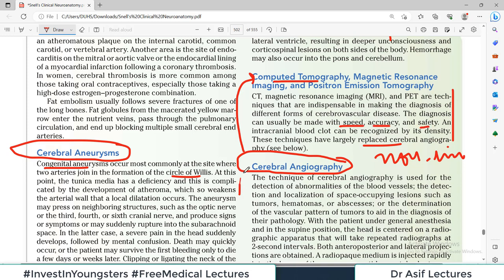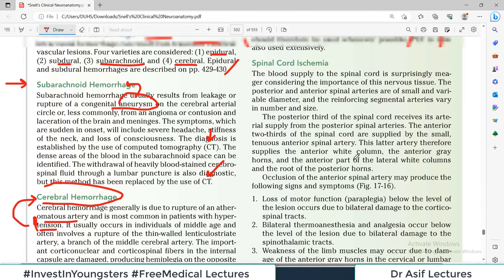It takes time, and there are prerequisites for this, and then it is invasive and you are injecting the patient with something. So that is all some, we are talking about more invasive stuff, but this is less invasive. It's very accurate, it's very speedy, so you get the diagnosis very, very quickly, okay? So these things are replacing kind of cerebral angiography.